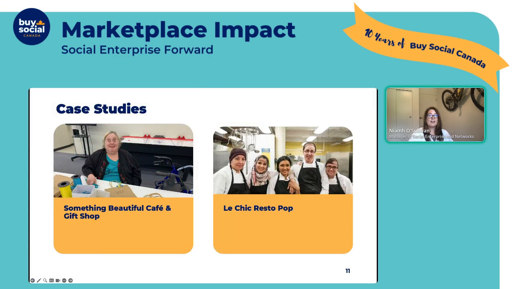In the guide, we highlight lots of different case studies woven throughout each of the M's. Some I'd like to spotlight today are Something Beautiful Cafe and Gift Shop in Stonewall, Manitoba. They're owned by Community Living Interlake, and they have a mission to support individuals living with intellectual disabilities to live a fully inclusive life as members of the community. They run a cafe and a gift shop, which creates skills training and employment opportunities for their clients.